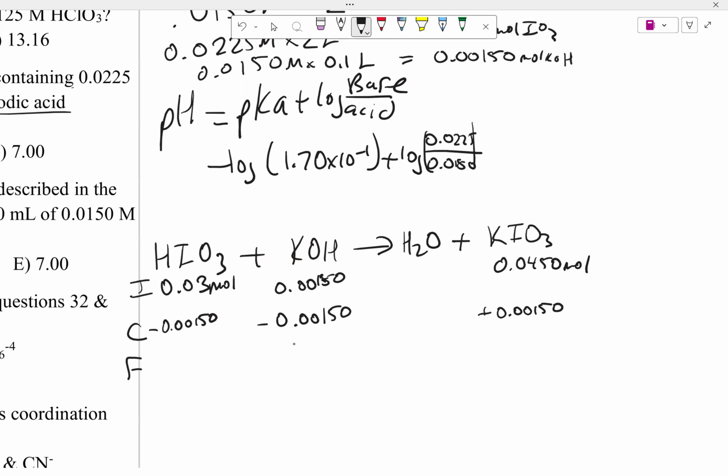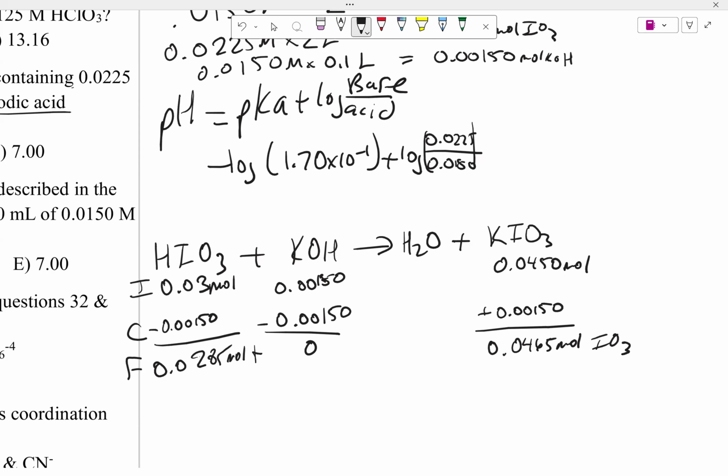Let's add these out. 0.03 minus 0.0150. All right, no, I did not do that right. How do we do that? It's going to be 0.0285 mole. And then this one is 0.0450 plus 0.00150, which is 0.0465 mole. Okay?